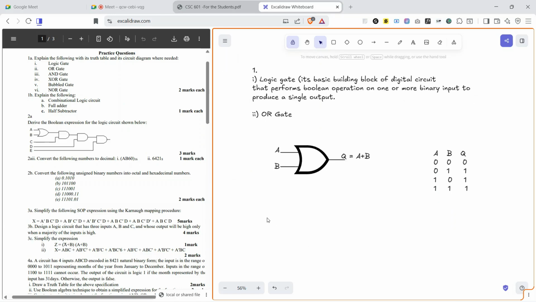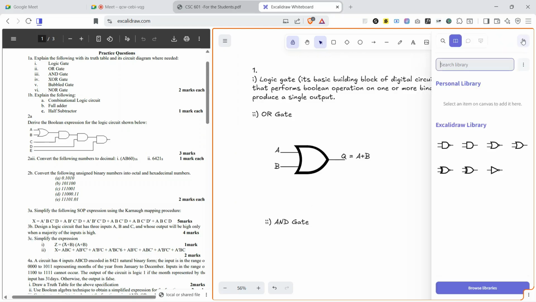So the second one is the AND gate. For an AND gate, it needs both inputs to be 1 before it can give an output of 1. So both inputs need to be 1 before it gives an output of 1. So this is an AND gate.